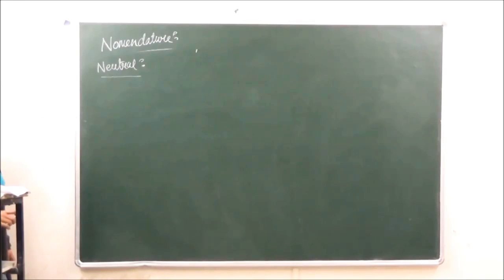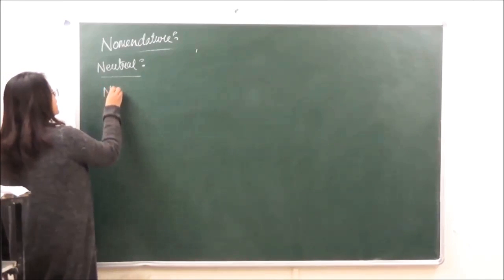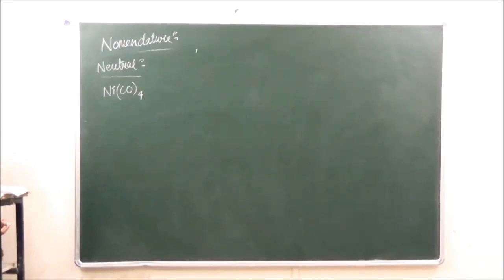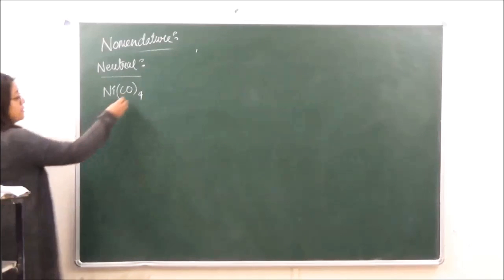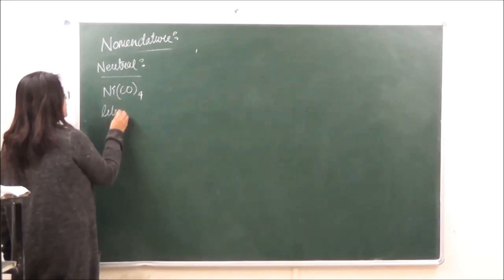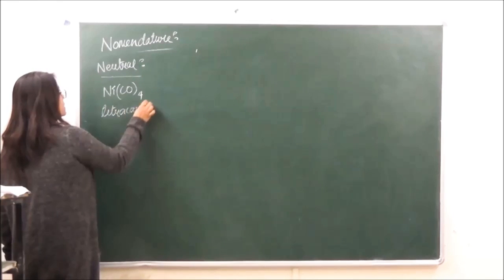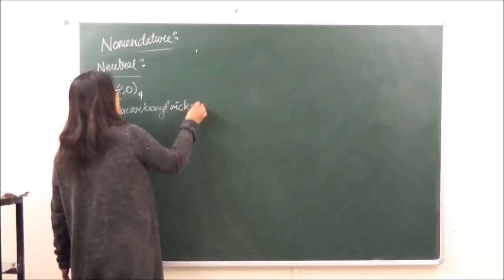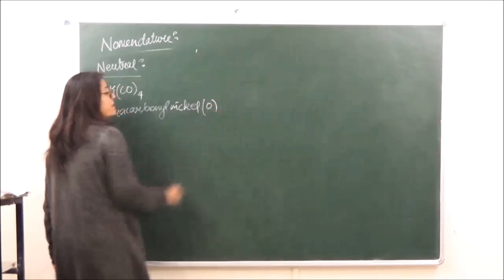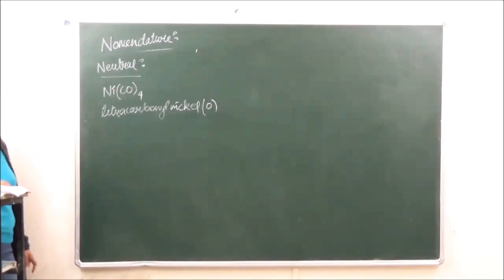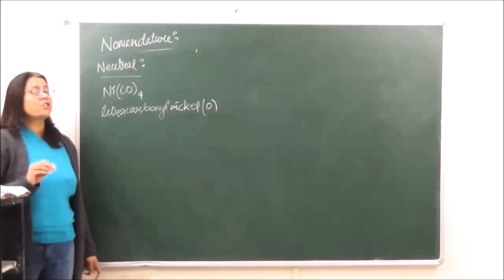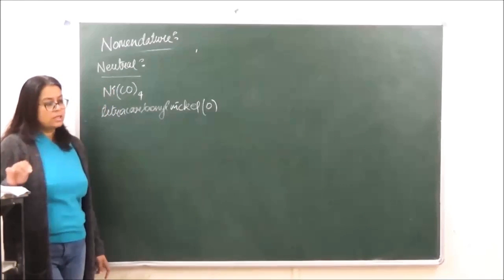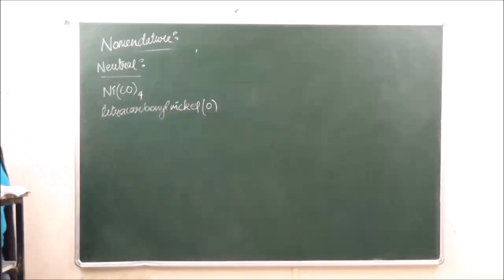As it is in words. For example, if you are having nickel carbonyl 4, which is a neutral species, in this case the name given will be tetracarbonyl nickel, and the oxidation state of nickel over here is 0. Even if the oxidation state is 0, you have to mention the oxidation state as 0 in the brackets. That is very important. Okay?